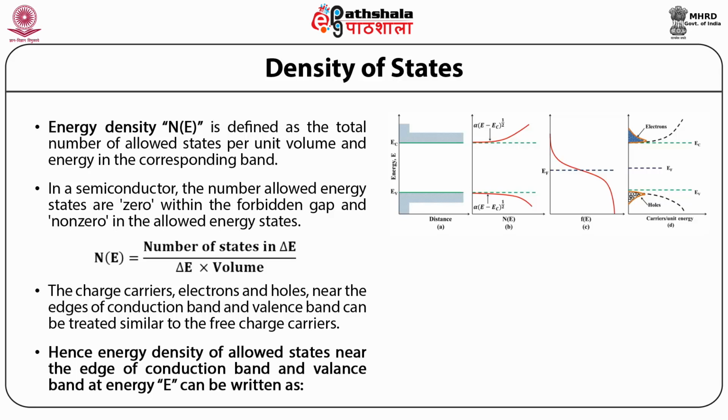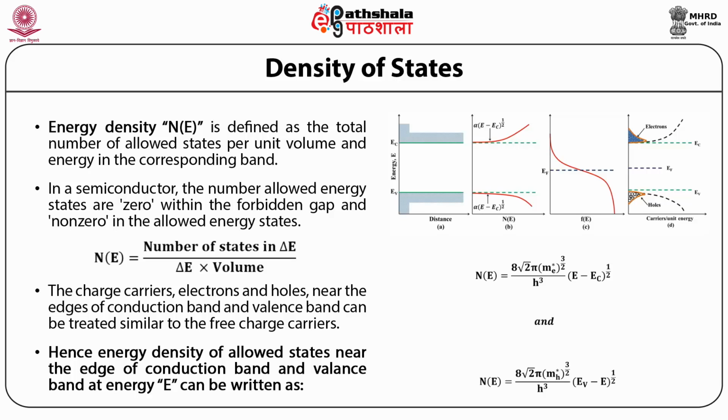Hence, the energy density of allowed states near the edge of conduction band at energy E can be written as Ne is equal to 8 root 2 pi me star to the power of 3 by 2 divided by h cube, this whole multiplied by square root of E minus Ec. This is for E greater than or equal to Ec, where h is the Planck's constant.